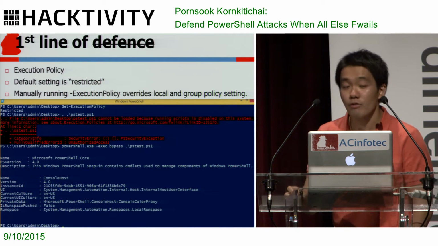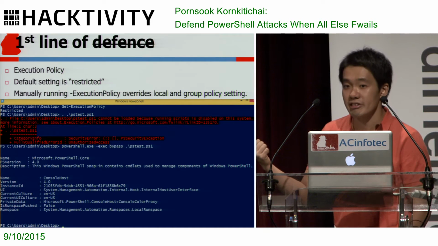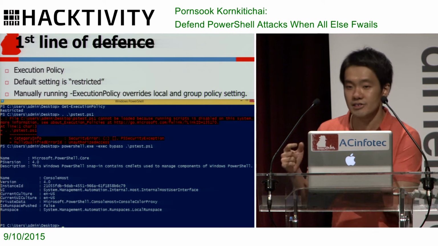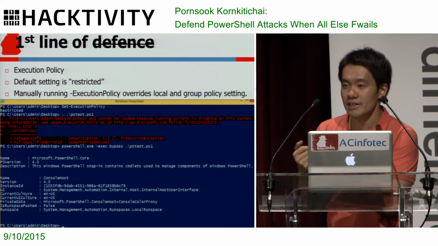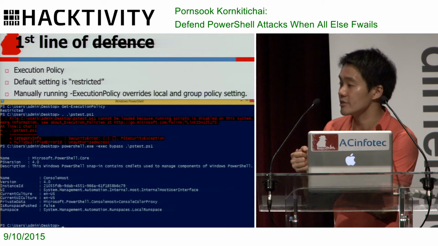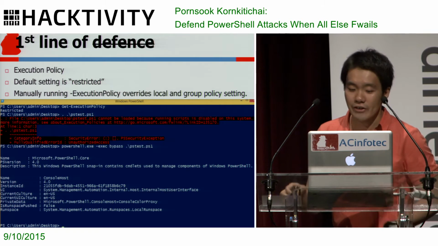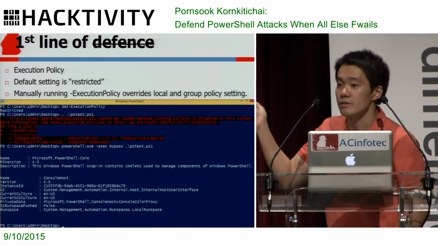And if you know how execution policy works, you can bypass it. Normally, there are 5 options for execution policy. One is Restricted, which is the default setting. Second is AllSigned. The third one is RemoteSigned. The fourth is Bypass. And fifth is Unrestricted. If you just change the option to Bypass, you can do anything.